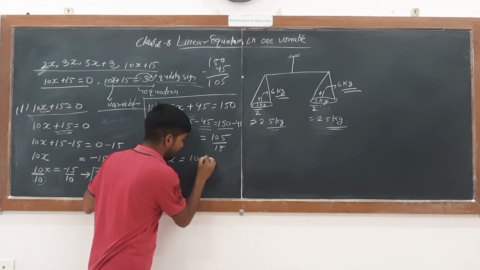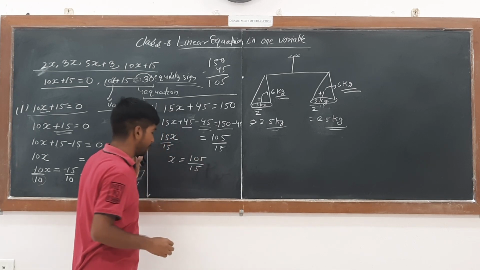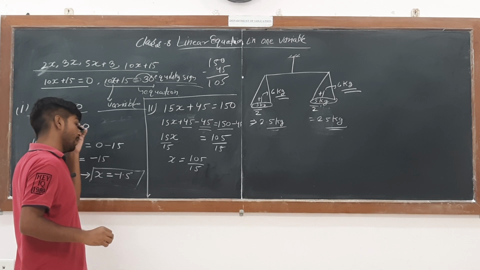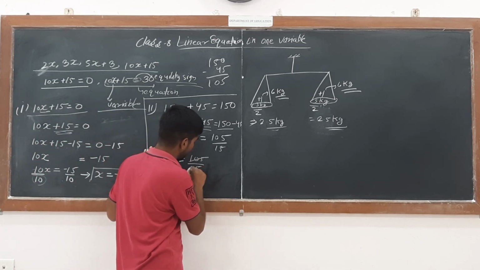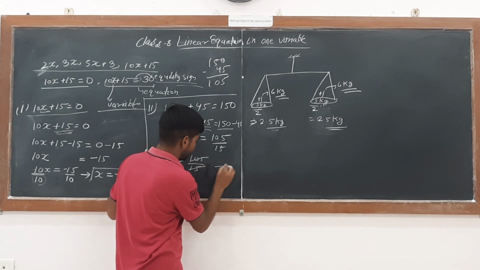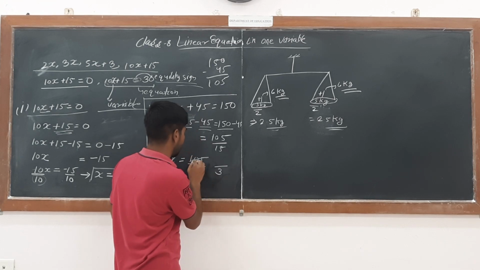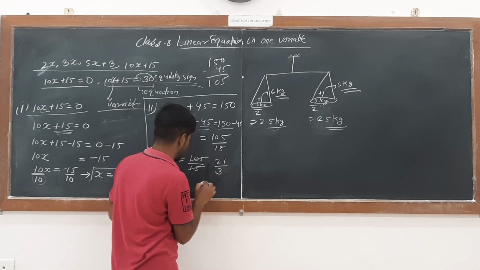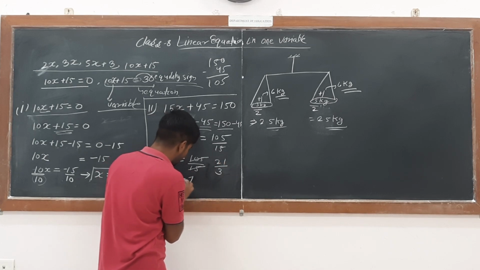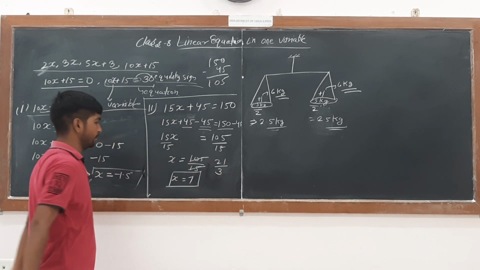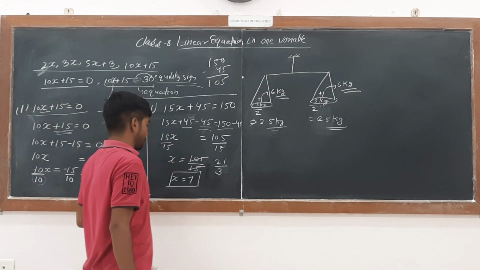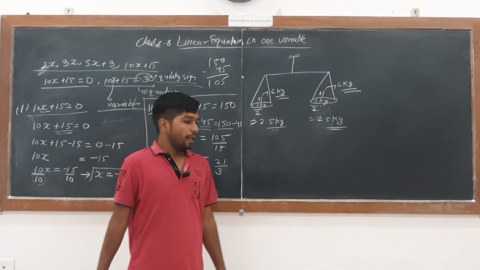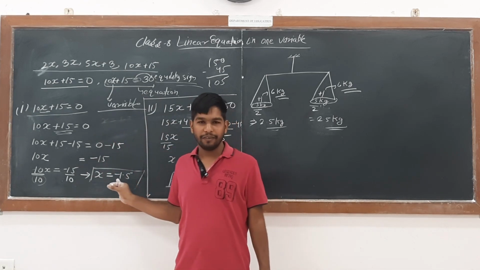So here if I want to solve that, 105 divided by 15 will be 7. These are the two examples we have. These are helpful in our real life also.